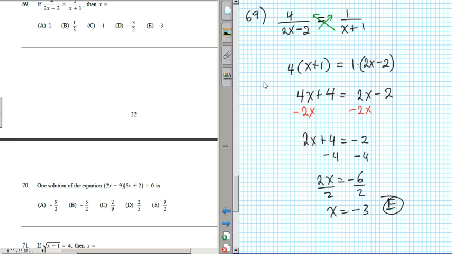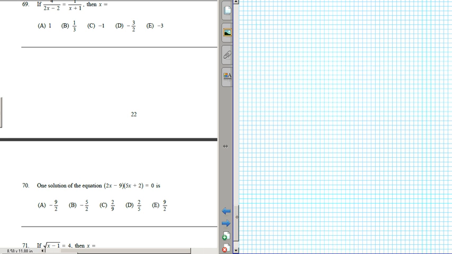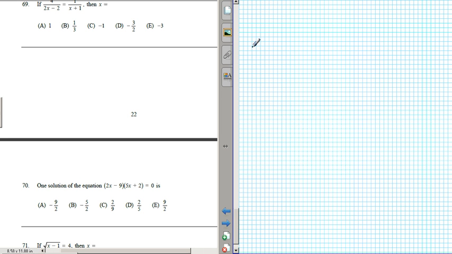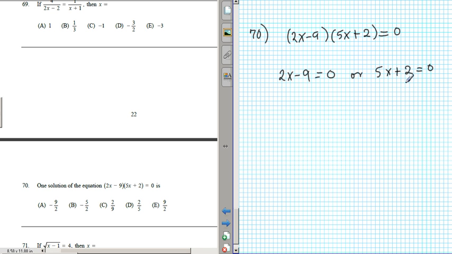For number 70, we are asked to find one solution for that expression. It says one solution to 2x minus 9 times 5x plus 2 equals 0. Anytime you multiply two expressions to get 0, there's something called the zero product property, the ZPP, which tells you one of them has to be 0. So either 2x minus 9 equals 0, or 5x plus 2 equals 0. If I solve these two, one of the answers is going to match one of the alternatives.